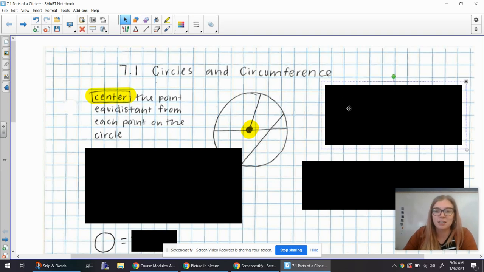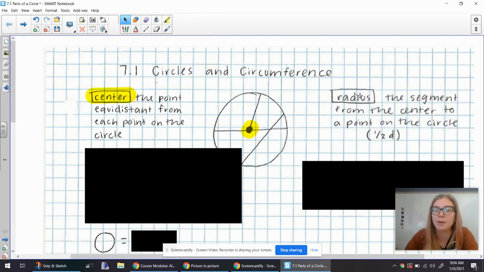The next part of the circle we'll talk about is the radius. Radius is probably a word we're familiar with from other math classes. It's the segment that goes from the center to a point on the circle. So the radius is halfway across the circle. It always starts at the center and goes to a point along the circle. The other thing that's important to know about the radius is that it is half of the diameter.